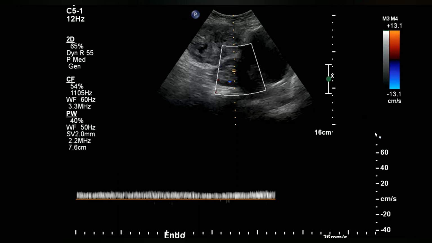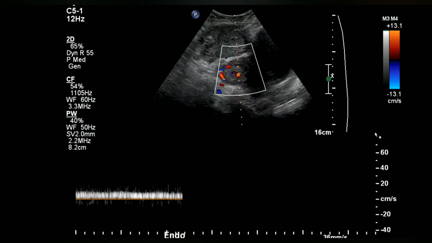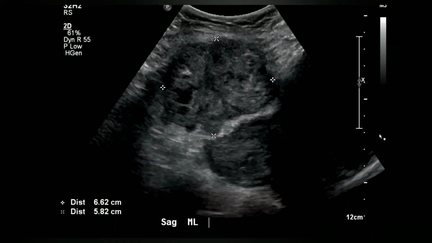Okay. On the Doppler image, blood flow is noted within it, and on spectral, a mixed arterial and venous waveform is noted, and so it might represent AVM formation. Okay. And what about this?